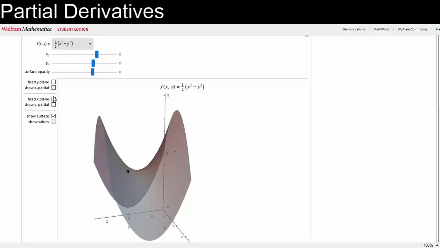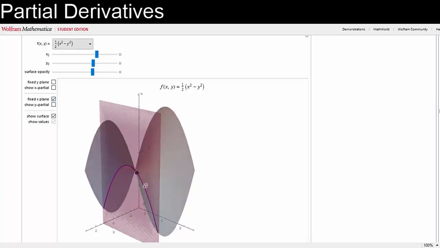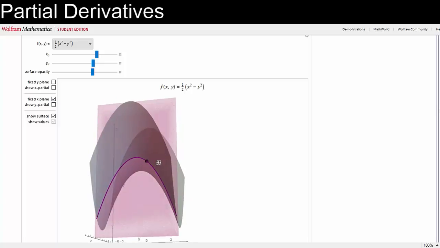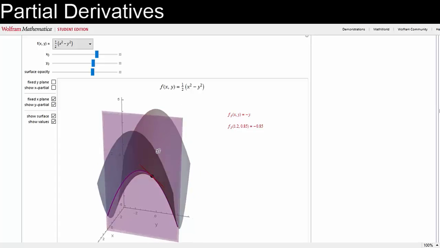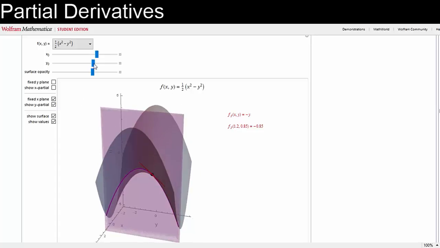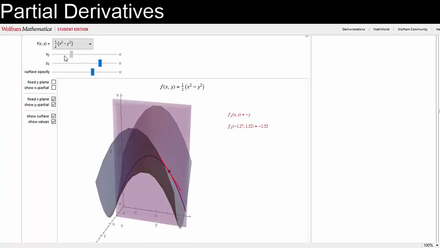Likewise, we can do the same thing for y, for the y partial derivative. In that case, we have to think of x as a constant. Right? And now we get a curve that goes in the y direction. And then the slope of that curve is the partial derivative with respect to y. And again, you can see that it changes as you move x around. You see what happens. Okay?